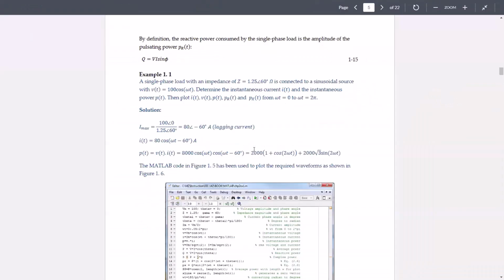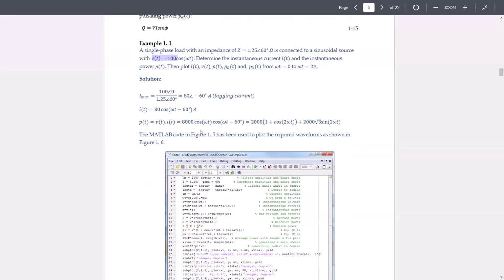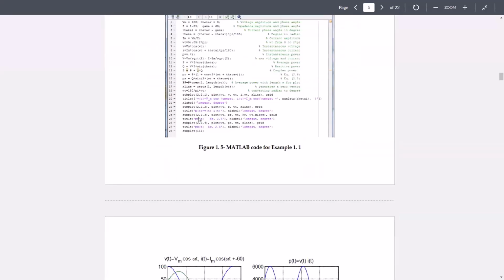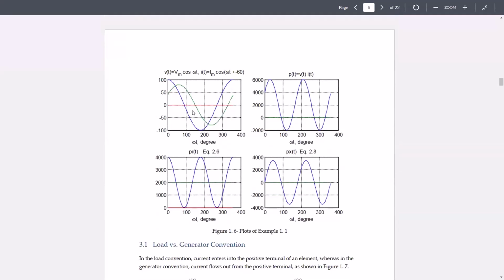All right, so there is an example in here. In this example, we have a single phase load with this impedance, which is connected to a sinusoidal source with this much voltage. We want to determine the instantaneous current, instantaneous power, and we want to plot all of this. So the solution has been here. I don't go through the solution. I just want to show you the results.